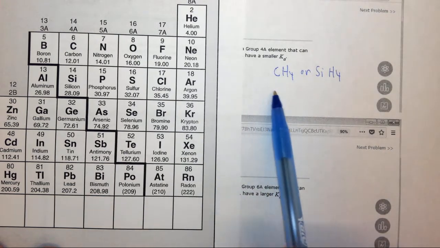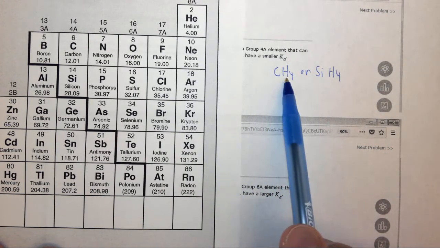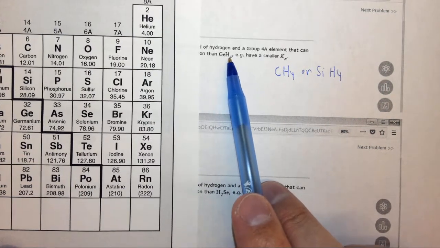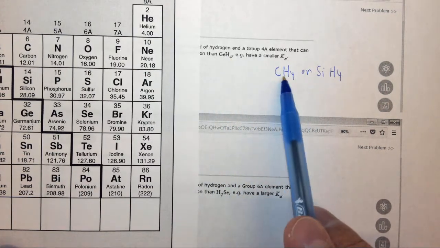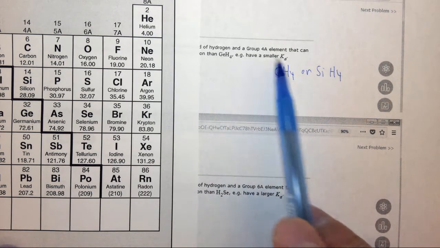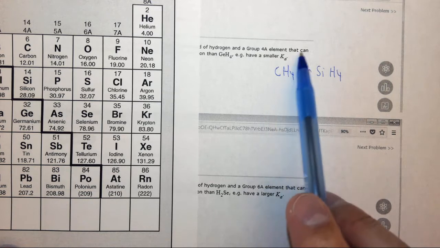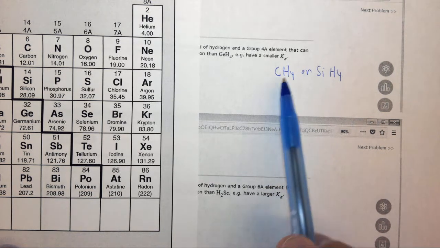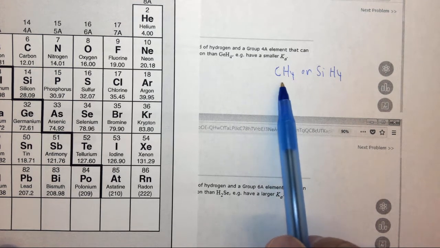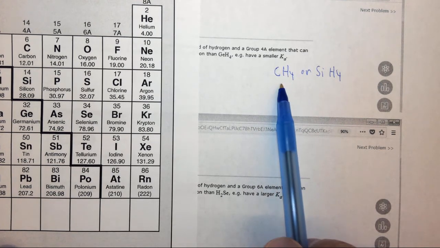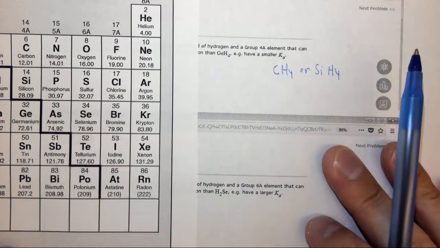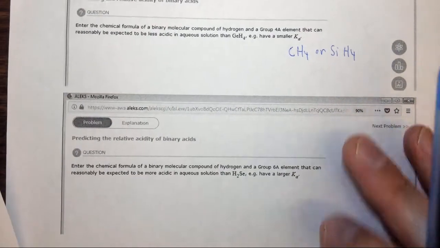And a simple way of thinking about this is the C-H bond distance is shorter than the Ge-H bond distance. Therefore, the C-H bond is stronger than the Ge-H bond. Since this is a stronger bond, it's less likely to lose a proton. Hydrocarbons like CH4 are some of the weakest acids that there are when it comes to these covalent compounds. Let's look at the next question.